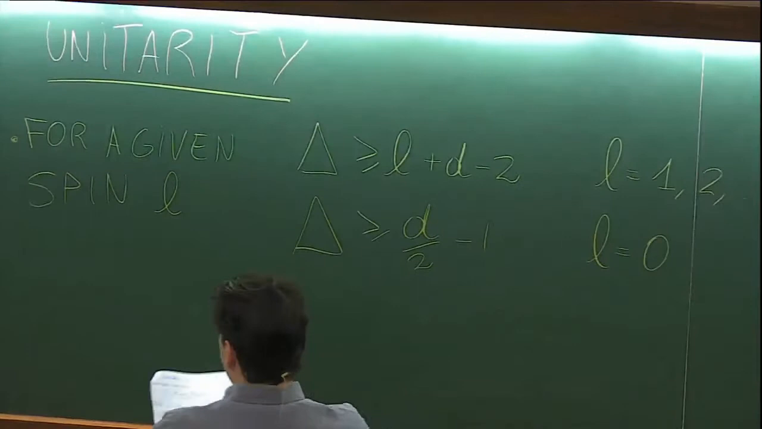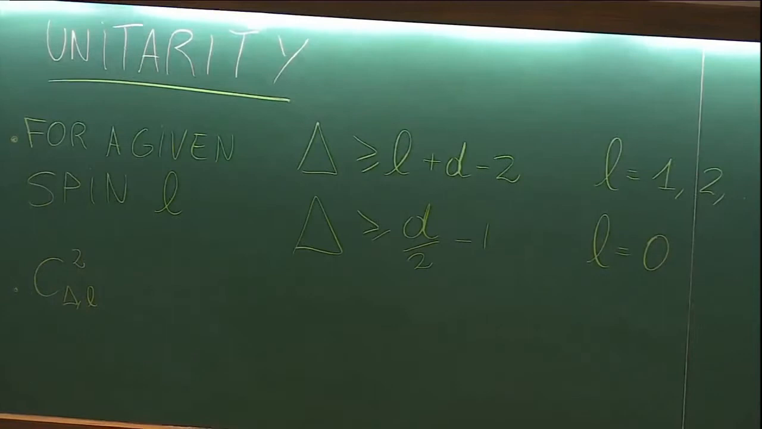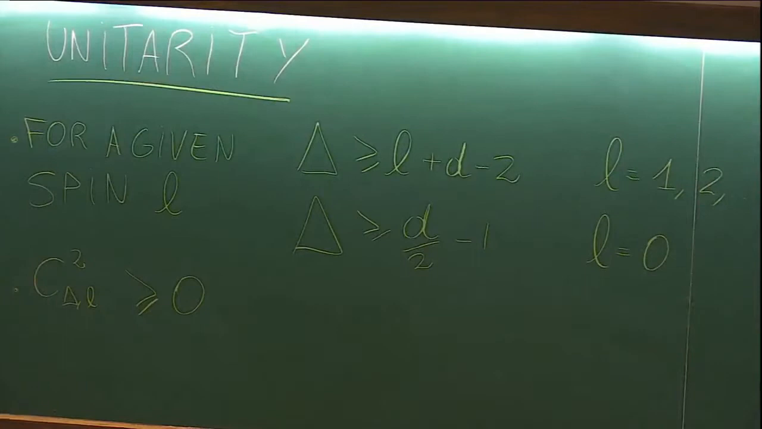Is that okay? Good. And the other constraint that will be quite important for us is that these C delta L squared are the probability of the first two operators, O1 and O2, to go into the intermediate operator labeled by delta and L. So this has to be bigger or equal than 0. In other words, the C delta L's have to be real numbers. That's something we haven't said before, but these OPE coefficients have to be real numbers. And as a consequence, the square of these OPE coefficients has to be positive. So far, so good. Are you happy with this? Any questions? Yes.